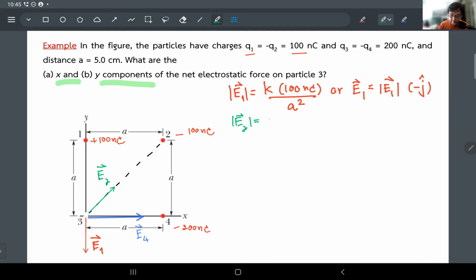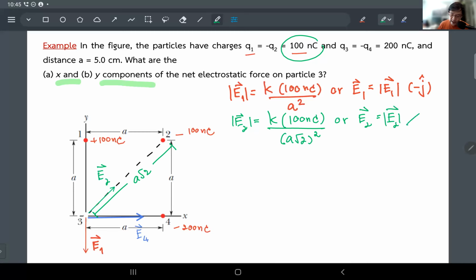E2, same thing: K times the charge that is generating the field, which is Q2, and Q2 is also 100 nanocoulomb. Now divided by the separation between the charge generating the field and the point of calculation, which is this diagonal over here. So the distance is going to be A root 2 from the Pythagorean theorem. That's no problem. It's going to be A root 2 squared. If you would like to represent this as a vector, it's a little bit tougher because it's diagonal, right?